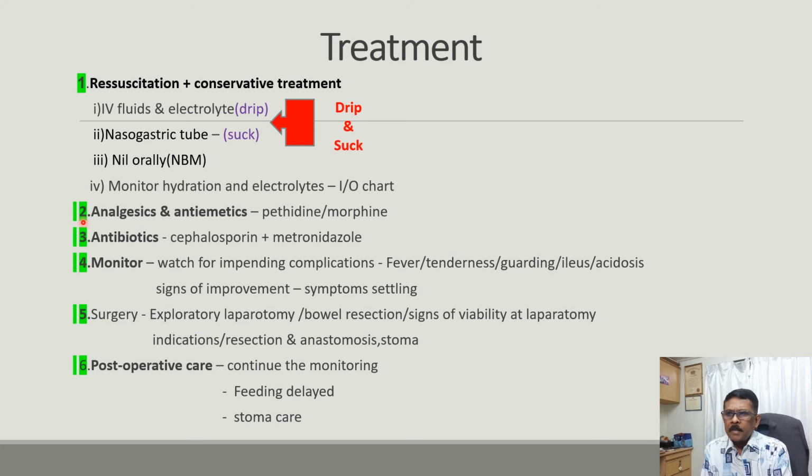Secondly, analgesics and antiemetics must be given to reduce the pain and stop the vomiting. Antibiotics, usually cephalosporin and metronidazole. The patient must be carefully monitored while on conservative treatment, and watched for impending complications. Look for signs that indicate something serious is happening: fever, tenderness, guarding, ileus, and acidosis. Signs of improvement are quite simple: symptoms and signs are subsiding or settling down. Then it shows the patient is improving.